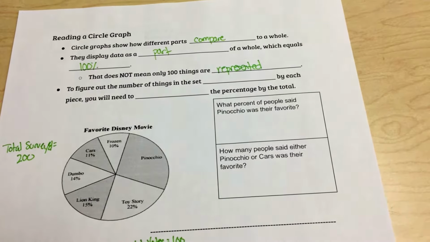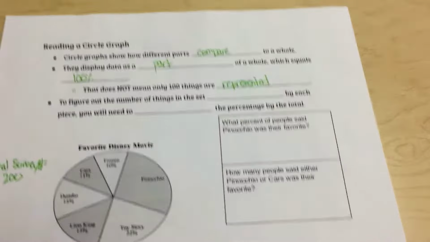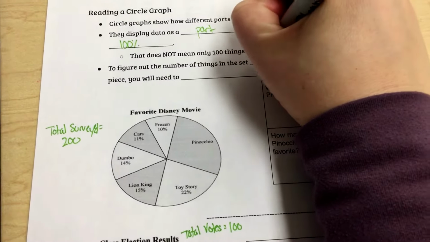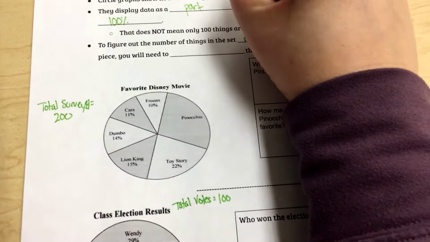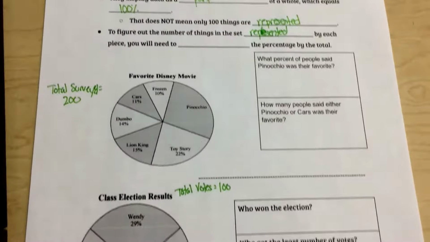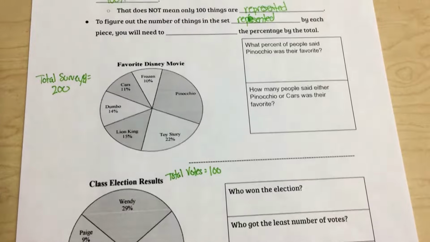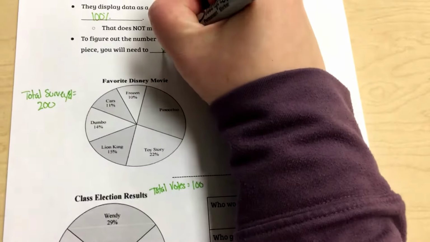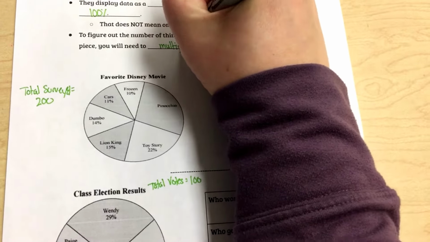So to figure out the number of things in the set represented by each piece, you're going to have to do some math. You're going to have to multiply the percentage by the total to figure out how many things are in each piece.